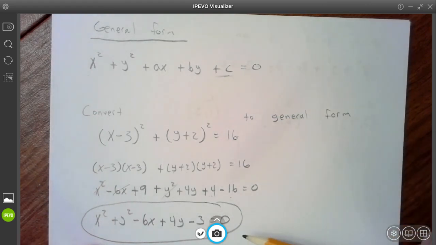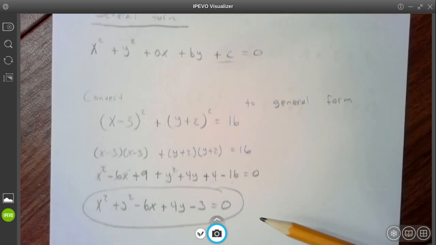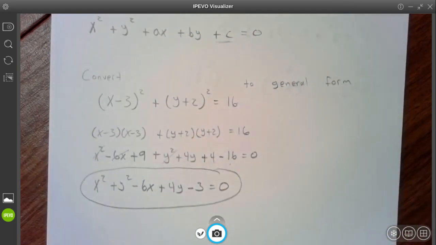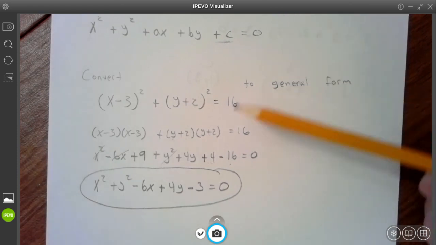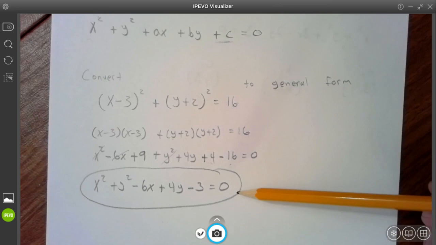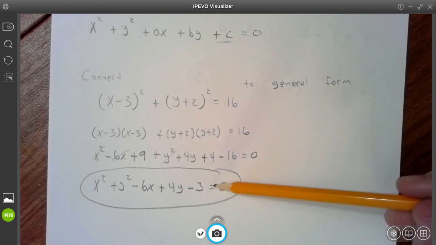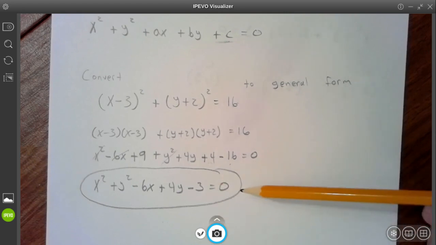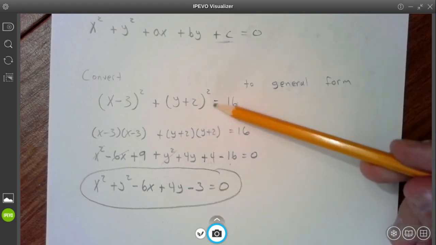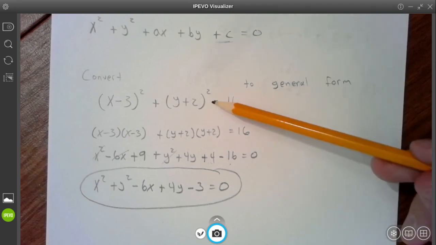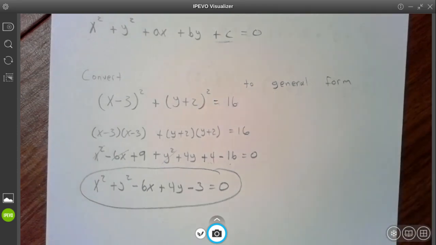So the disadvantage of general form is you can't really look at it and get a sense for what the radius or the center is, right? Like you can with standard form. But the advantage is that you can do arithmetic with these. Like I could take another equation of a circle and add it to this, and the arithmetic would be very easy to do. But here it would not be easy to add this equation to another one.